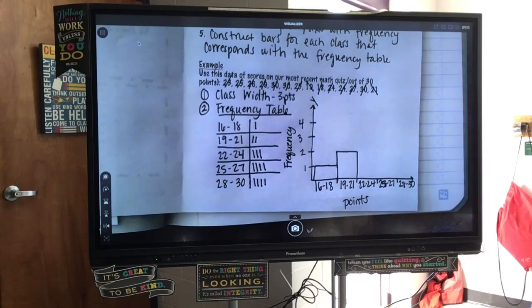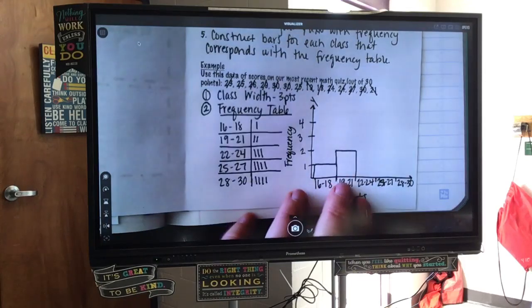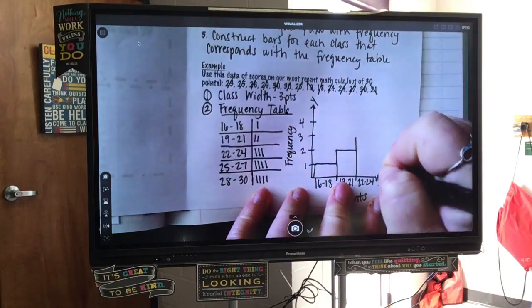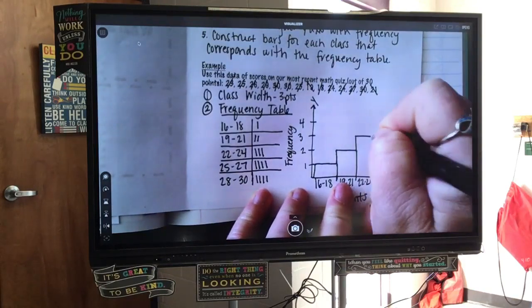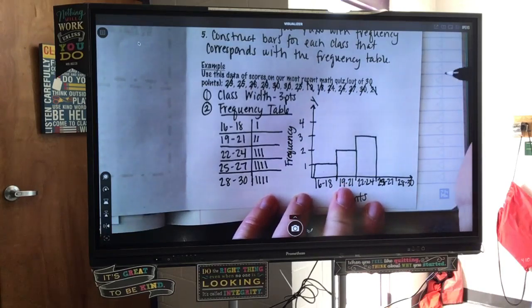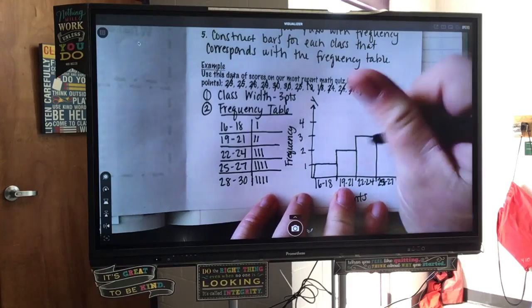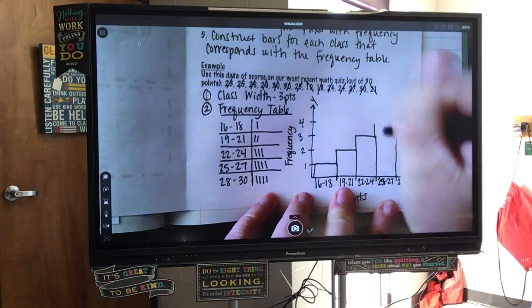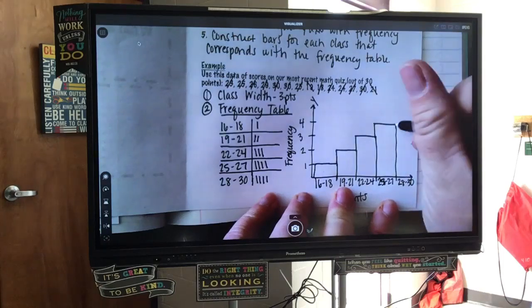There's no space whatsoever. All right, the next one, 22 to 24, what's our frequency? Aiden? So I'm going to go straight up from the last one. That's 3, and then 25 through 27 is what? What's our frequency for that one? Noah. 4. All right, and then the last one is also 4.